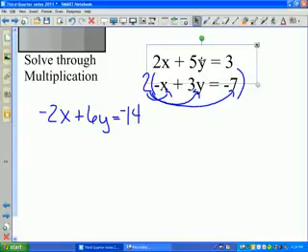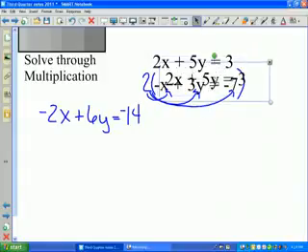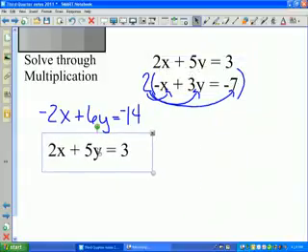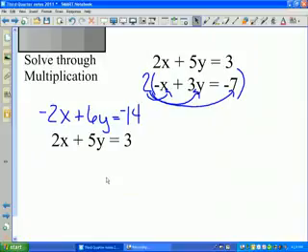Just to keep things up in columns, I'm going to take that top equation, and I'm lazy, I'm going to clone it. I'm not going to lie. I'm going to clone or rewrite that first equation and put it underneath it.